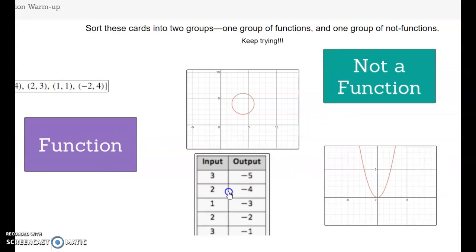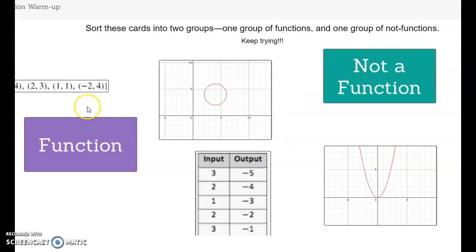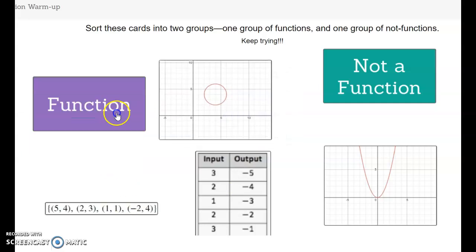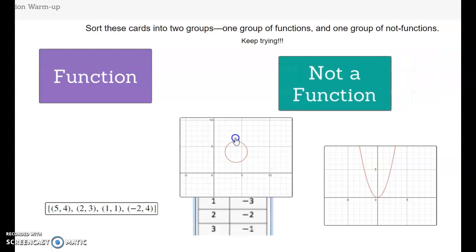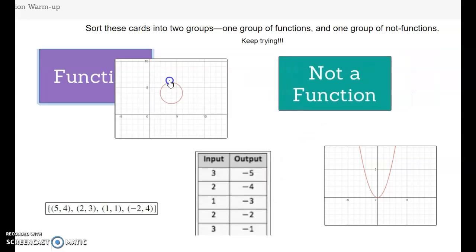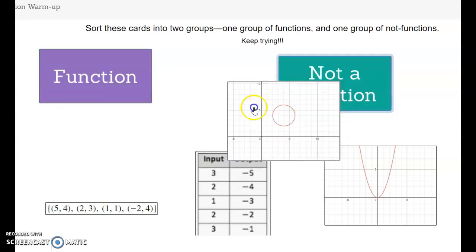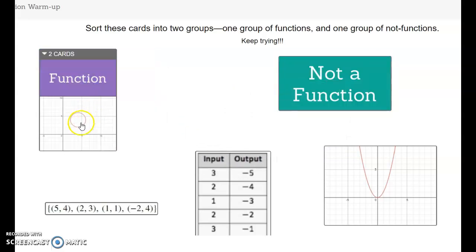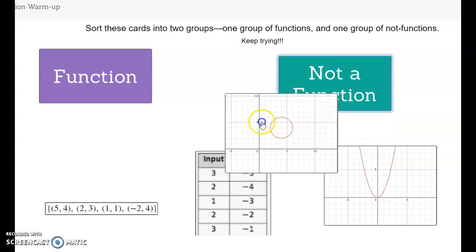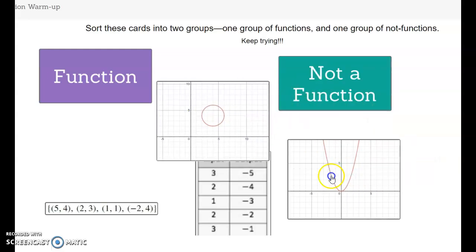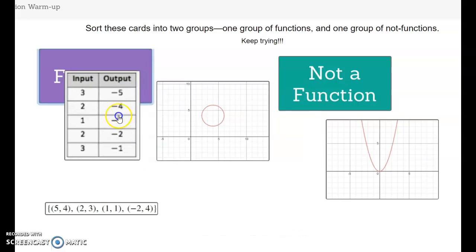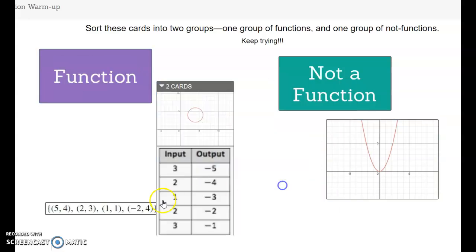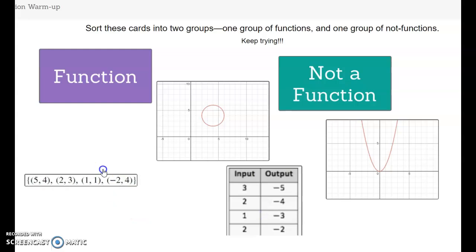Okay, so remember what this is. This is sorting. So we're going to be sorting things that are functions and things that are not functions. So this circle, is it a function or is it not a function? And make sure that they click. So when you click it, make sure that they stick, okay? This one, is it a function or not a function? This table, is it a function or not a function? And you're going to continue. You're going to continue with these and then you're going to click next.